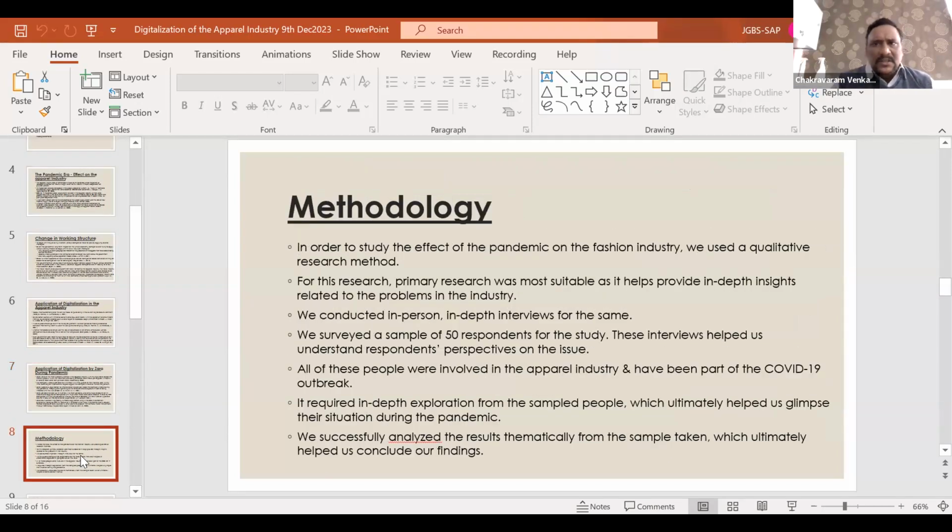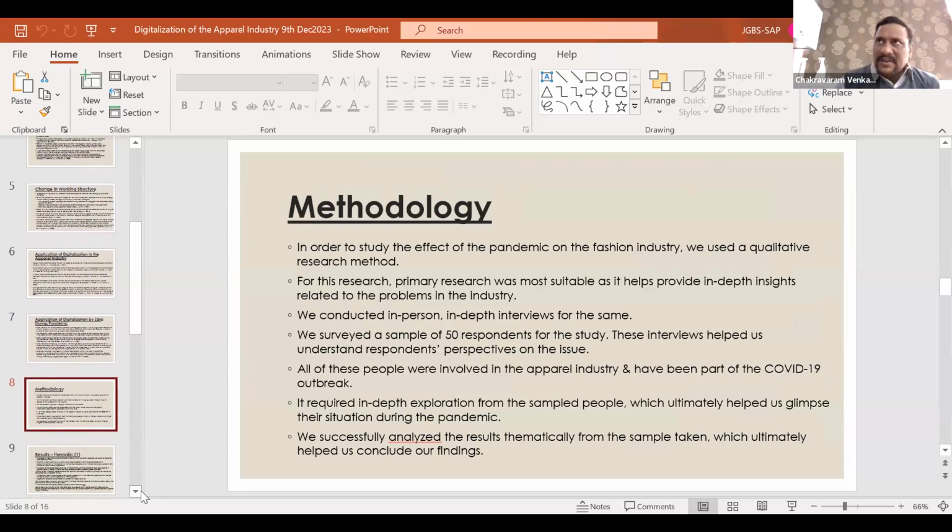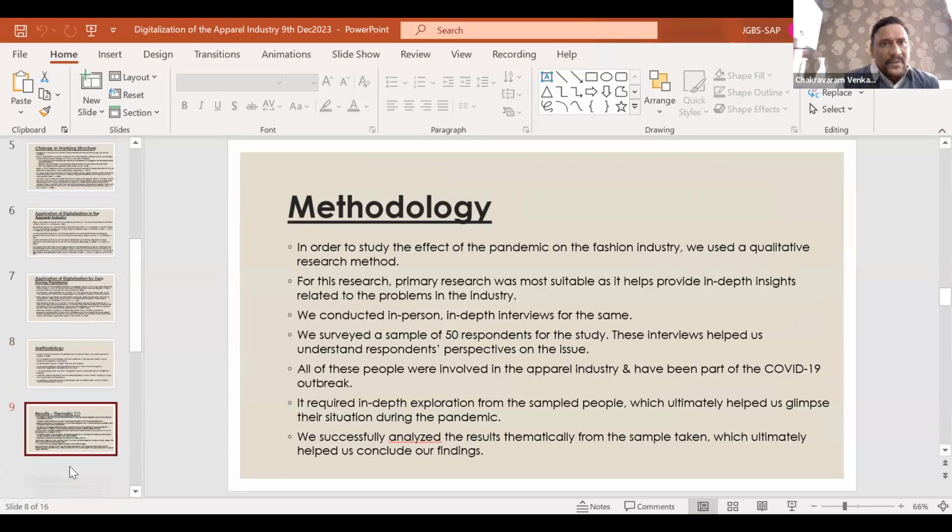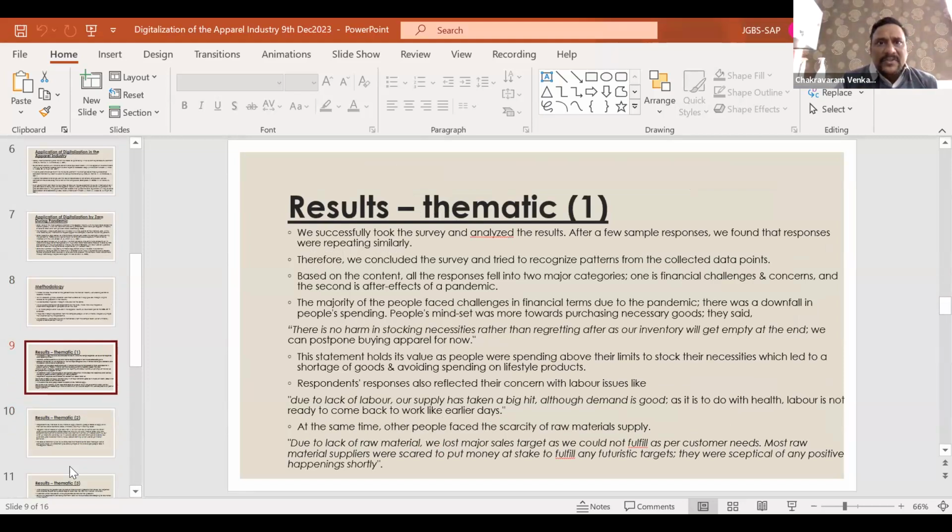Next, methodology. I already explained that we interviewed 50 respondents involved in the apparel industry, but we repeatedly got the same responses from the respondents. That's why we stopped our interviews at 50 respondents, and we also reviewed around 67 articles. For the thematic results, we looked at the survey and analyzed the results. After a few sample responses, we found that the responses were repeating similarly.